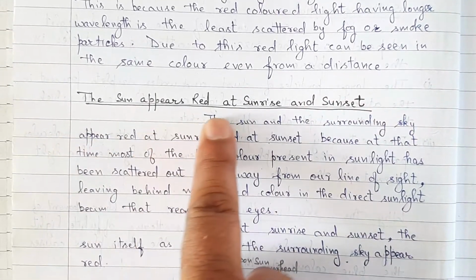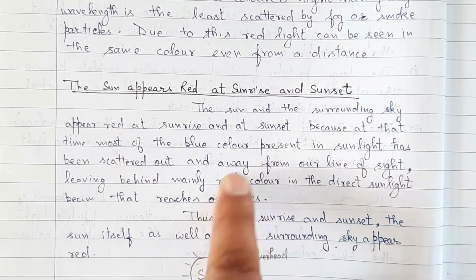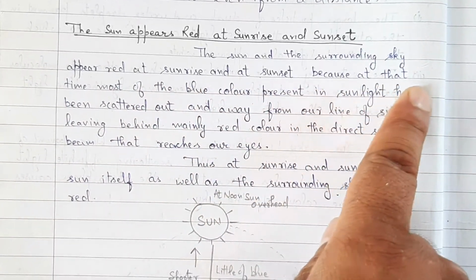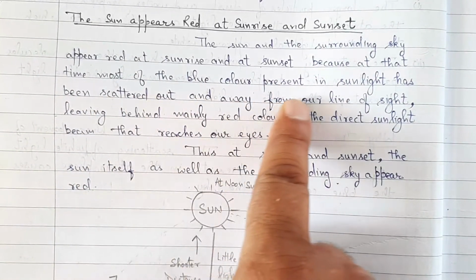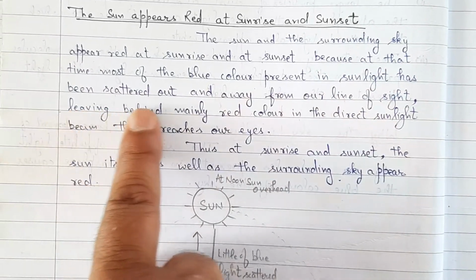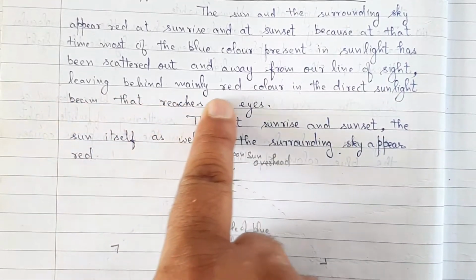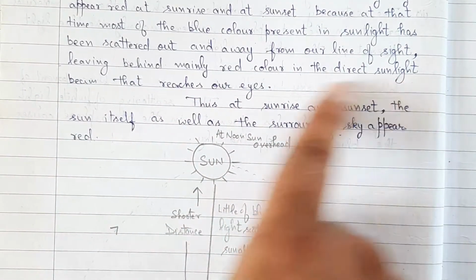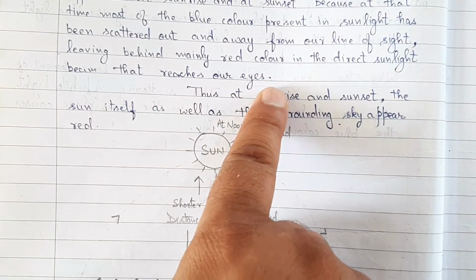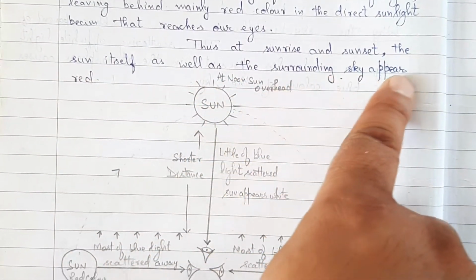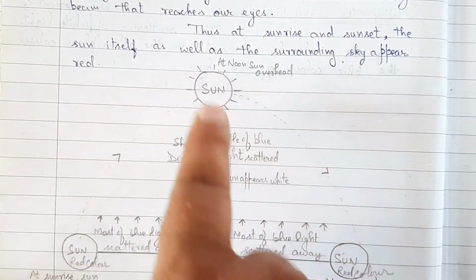The sun appears red at sunrise and sunset. The sun and the surrounding sky appear red at sunrise and at sunset because at that time most of the blue color present in the sunlight has been scattered out and away from our line of sight, leaving behind mainly red color in the direct sunlight beam that reaches our eyes. Thus, at sunrise and sunset, the sun itself as well as the surrounding sky appears red, as shown in the figure.